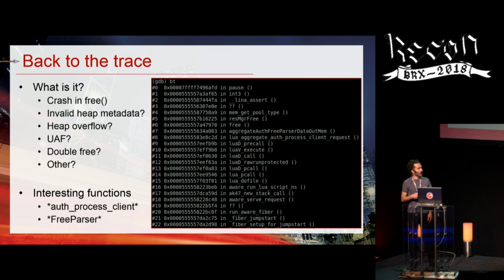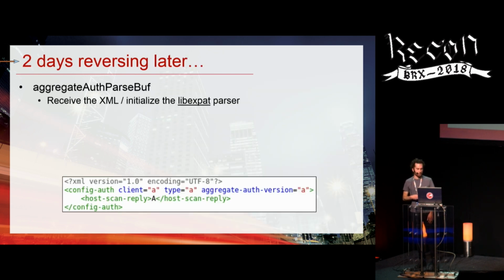And the other thing is we are in a function called auth process client request. So it confirms that it's parsing our packets and trying to authenticate us, which makes sense, but it's still good to confirm things when you triage. Okay, so basically at this point, I started reversing.